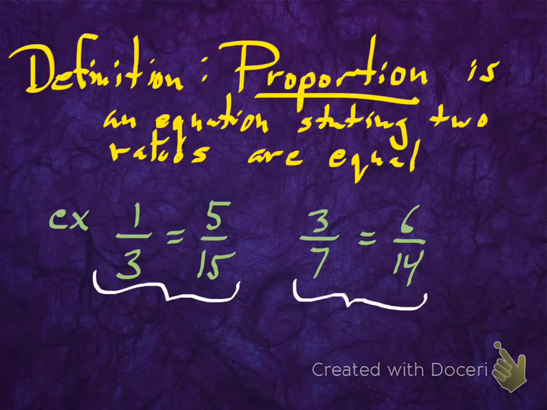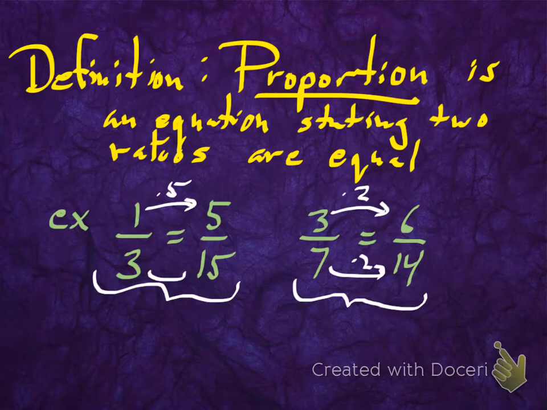Okay, 3/7, does that equal 6/14? Well, it does. The way you can check a proportion is, what do I do to the top by multiplication or division to change it into 6? Times it by 2. And if I multiply the bottom by 2, do I get 14? Yes, I do. Same thing on the first one. If I multiply the top by 5, I get 5. And multiply the bottom by 5, and sure enough, I get 15. So that verifies that these are, in fact, proportions because both sides are equal.